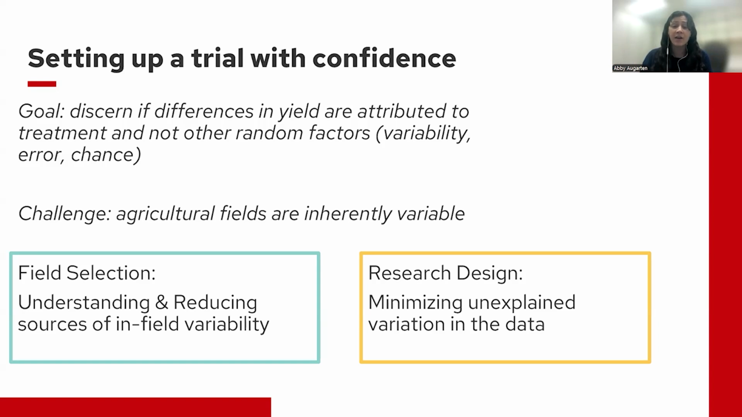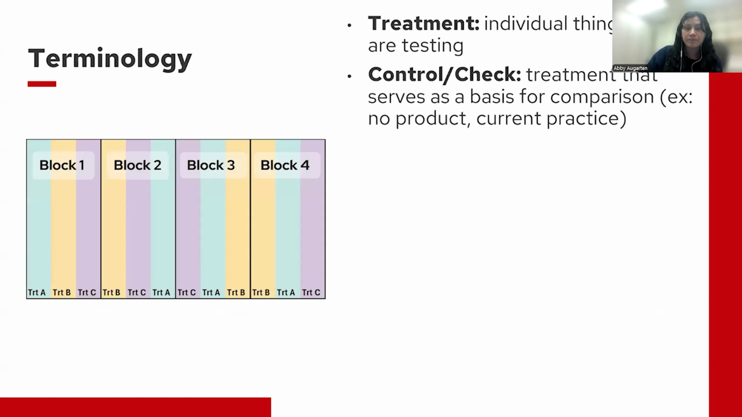And then the next big category is the research design. So we do have an opportunity with our experimental design to set us up for success and try to minimize unexplained variation in the data, which will be huge at the end of the season when we're running statistical analyses. So before I go into experimental design a bit further, I wanted to pause and go through the glossary of terminology that we're talking about.